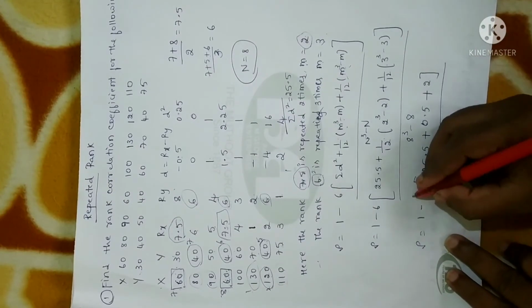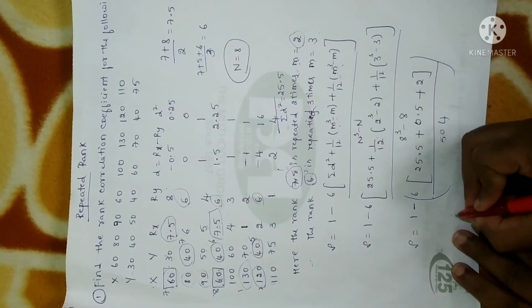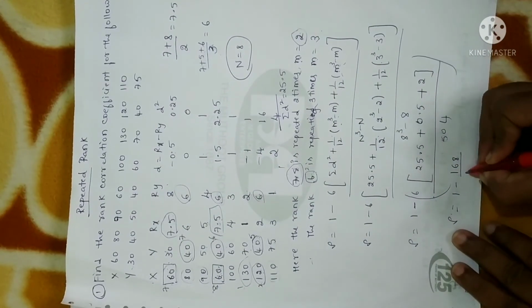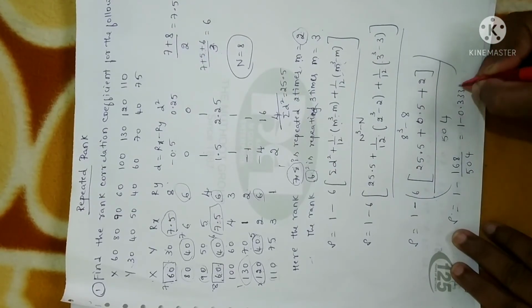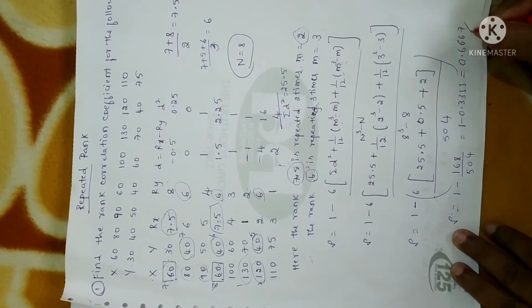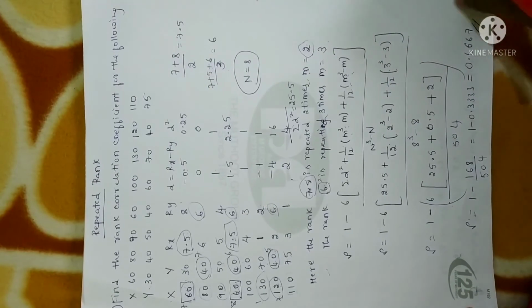Remember, divided by is there only for this term. It is not there for overall. So after simplification you will get 1 minus 168 divided by 504, which will give us 1 minus 0.333. So the required Spearman rank correlation is 0.6667. Anyhow, it is in between minus 1 and plus 1. Hope it is clear.